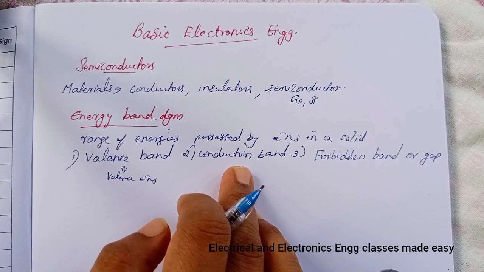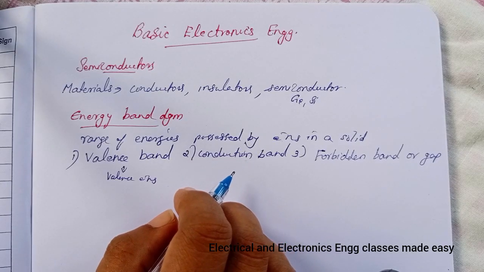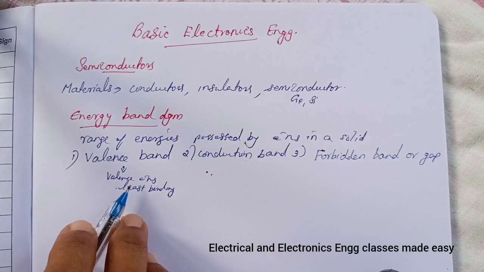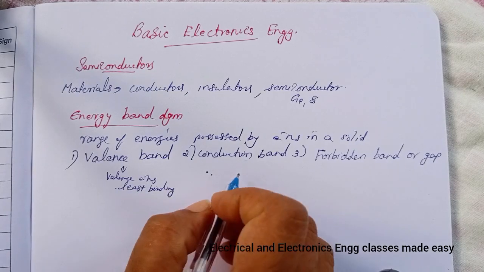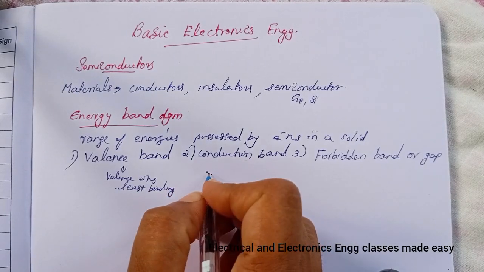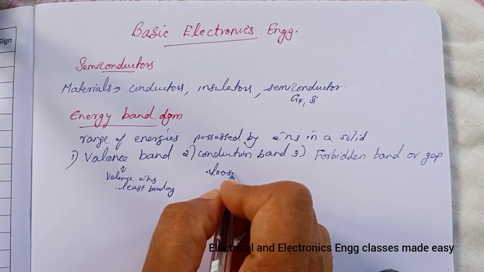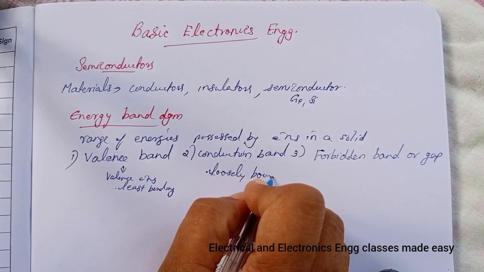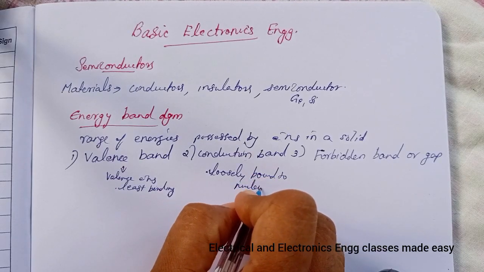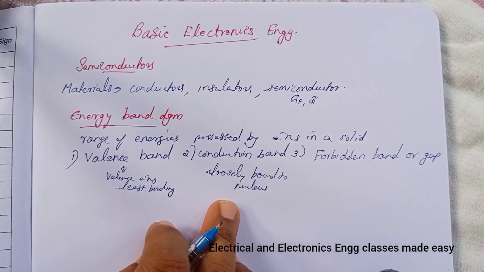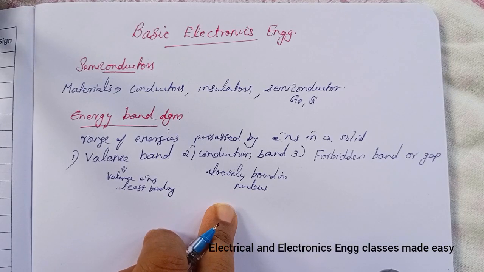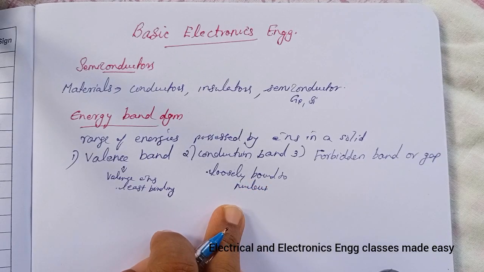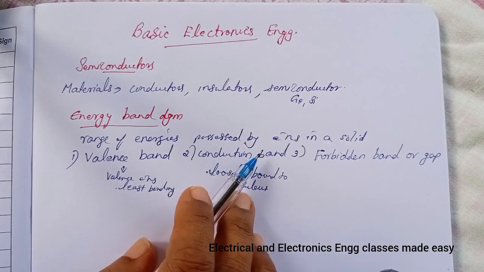And conduction band. The valence electrons are loosely bound to nucleus. So here valence electrons have least binding energy. Here the valence electrons are loosely bound to nucleus. And when certain energy is given to the valence electrons, they become free. And these electrons are called the free electrons or conduction electrons. And the range of energies possessed by the free electrons is called conduction band.